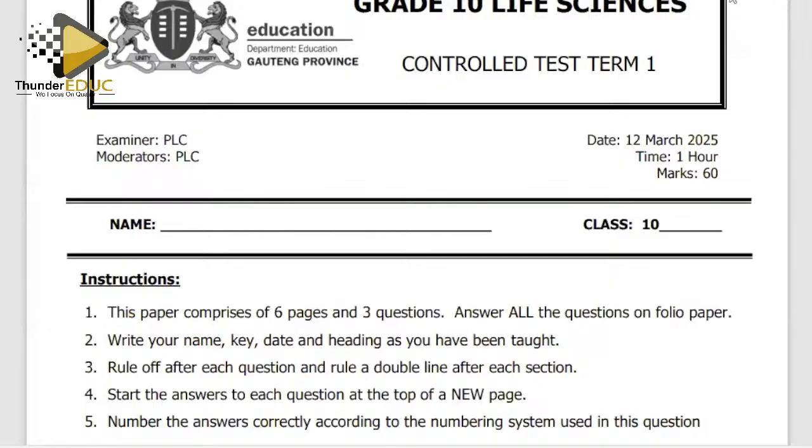Hello everybody, today we are here to discuss the Memorandum of Life Science 2025 Controlled Test Term 1 from one of the districts in Gauteng.